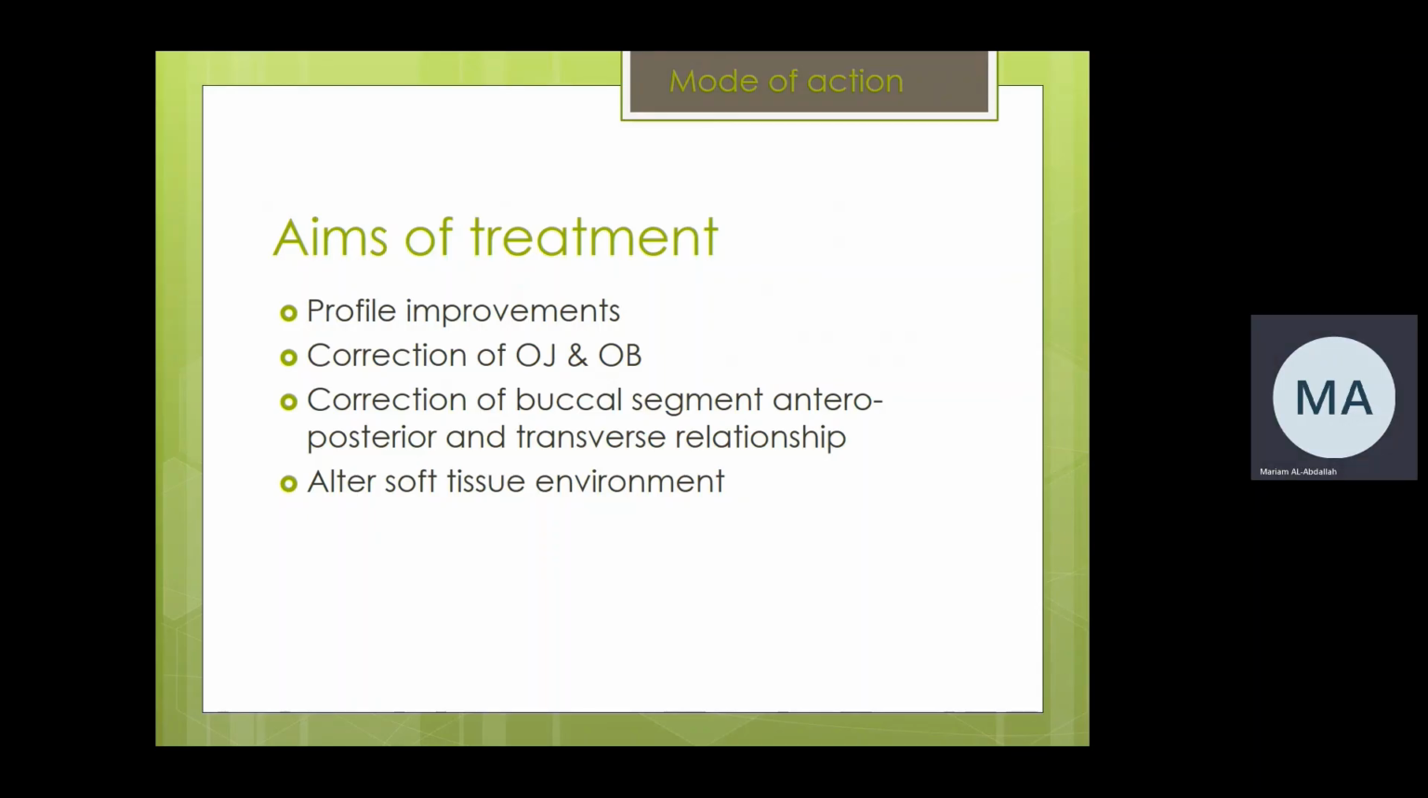So just to remind you of the functional appliances, our aims of treatment using functional appliances are profile improvement. We are trying to modify growth. We are trying to improve the skeletal discrepancy. We are aiming for correction of the overjet and the overbite. We are aiming to correct the buccal segment relationship in the anteroposterior and transverse dimensions. And we are aiming to alter the soft tissue environment to a more favorable position.